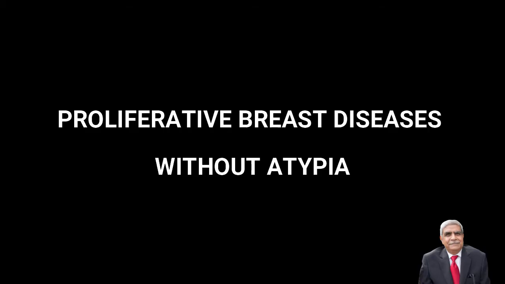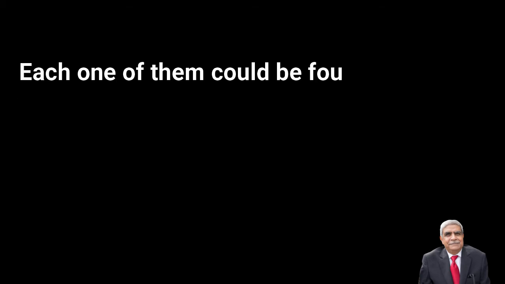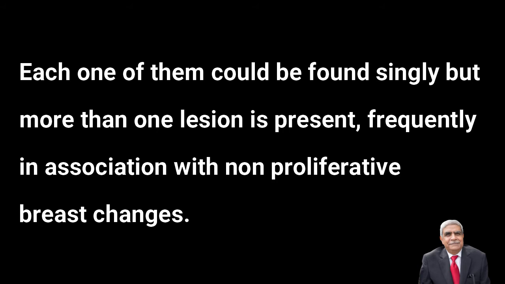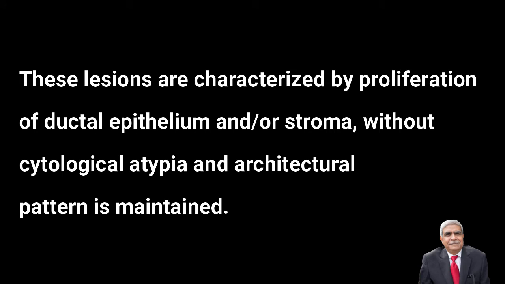Proliferative breast diseases without atypia. These changes or lesions are mostly detected as mammographic densities, calcifications, or as incidental biopsy findings. Each one of them could be found singly, but more than one lesion is present frequently, in association with non-proliferative breast changes. These lesions are characterized by proliferation of ductal epithelium or stroma without cytological atypia, and architectural pattern is maintained.